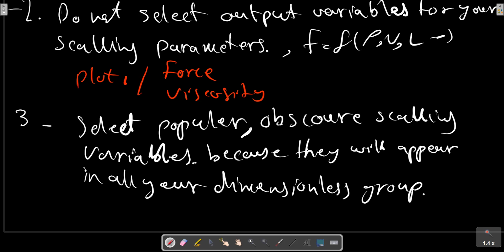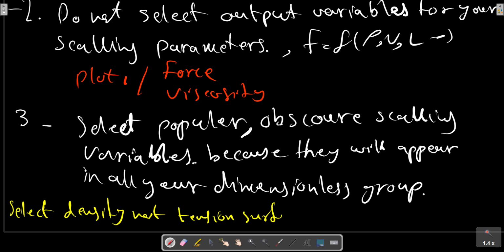For example, select density, not surface tension. Select body length, not surface roughness.